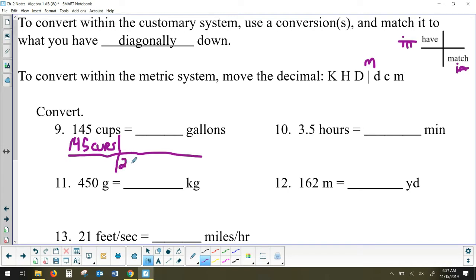Two cups. We get 1 pint. And then we have 2 pints and 1 quart. And we have 4 quarts. And 1 gallon.